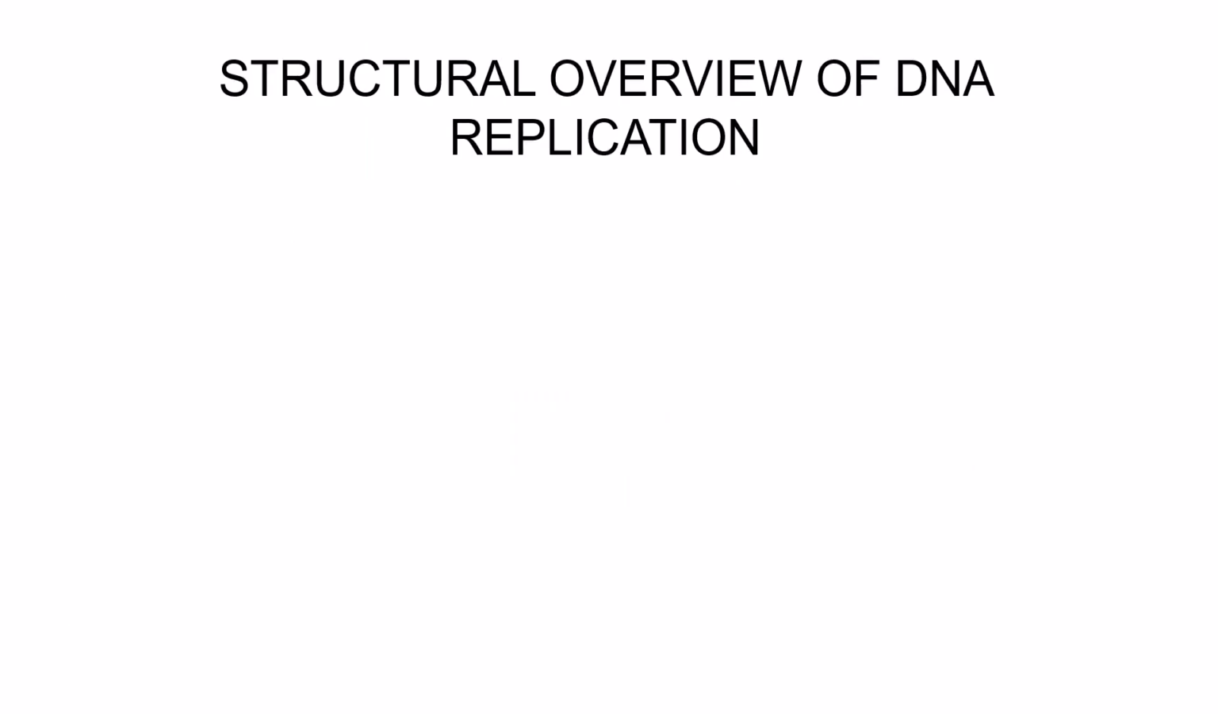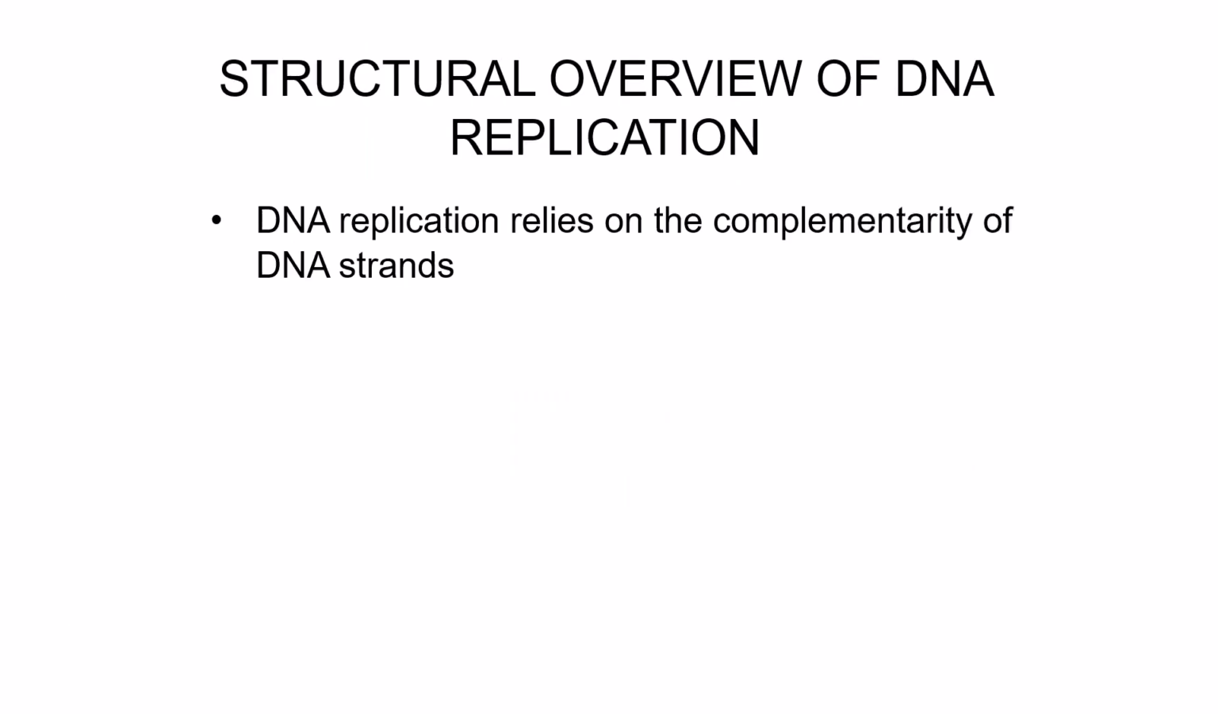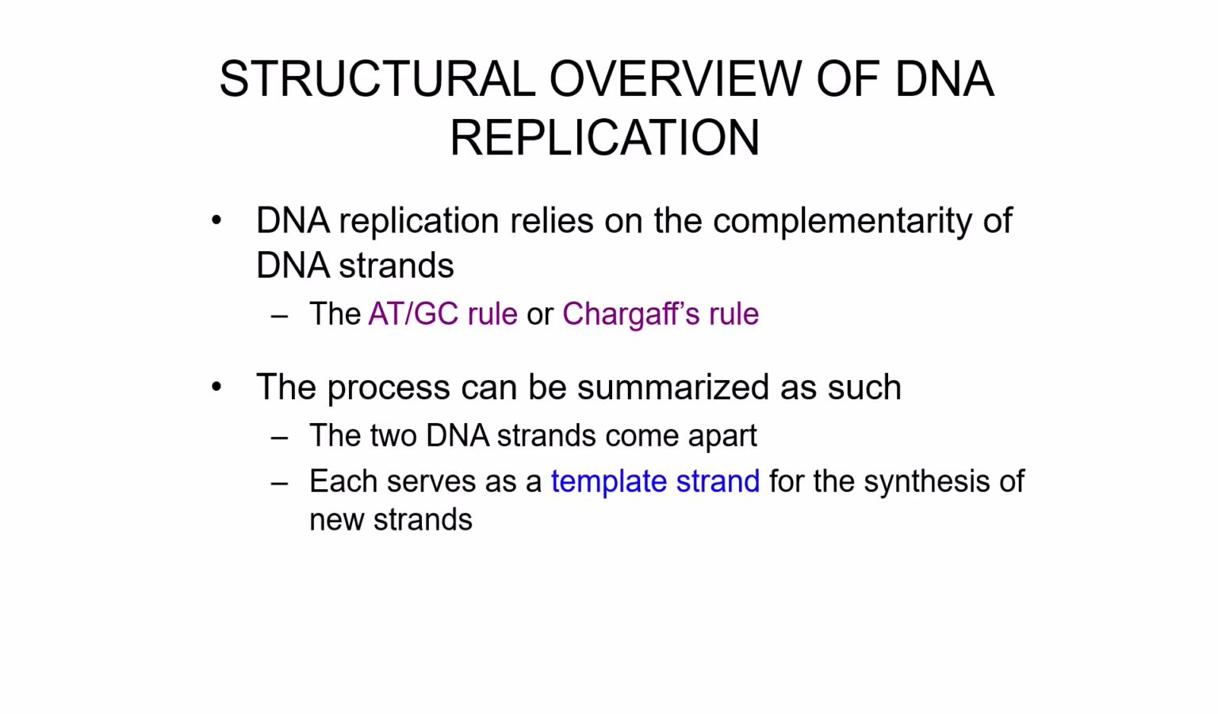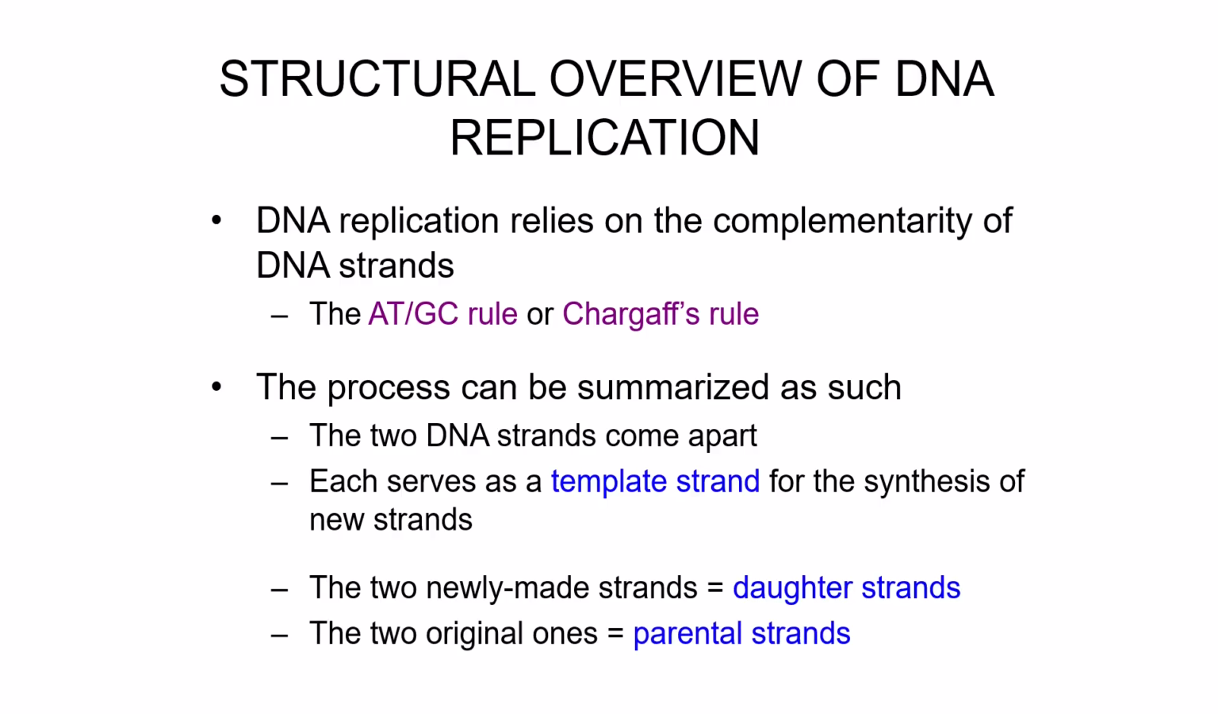Let us have a structural overview of DNA replication. DNA replication relies on the complementarity of the DNA strands. It follows the ATGC rule or Chargaff's rule. The process can be summarized as follows: the two DNA strands will first of all separate so that each of them acts as a template for the synthesis of new strands. The two newly made strands are called the daughter strands and the original strands are called the parental strands.